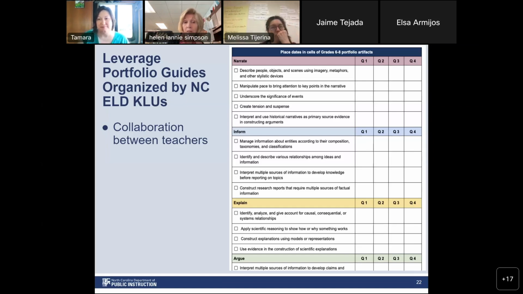So, for example, if you are teaching in the middle school, your students may have underscored the significance of events in a narrative, and so you might save that piece of work and put a date in the particular quarter where that student actually produced a language artifact where you can trace their progress across time.